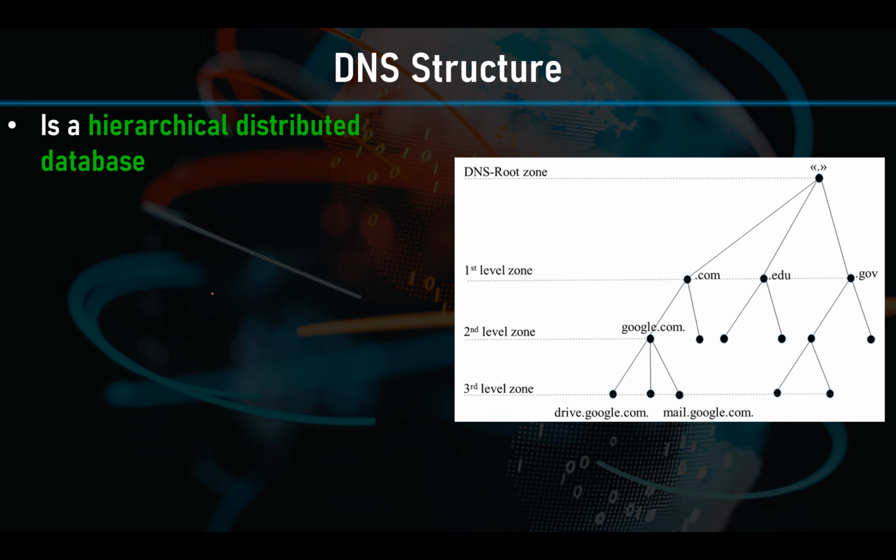Okay, let's just recap then. DNS is going to be a hierarchical distributed database, and hierarchical because, as we can see here, we've got different levels. For example, this DNS root zone is the root server. The root server is basically going to know all of the top level domain servers to ask, for example for a .com top level domain, or a .education top level domain.